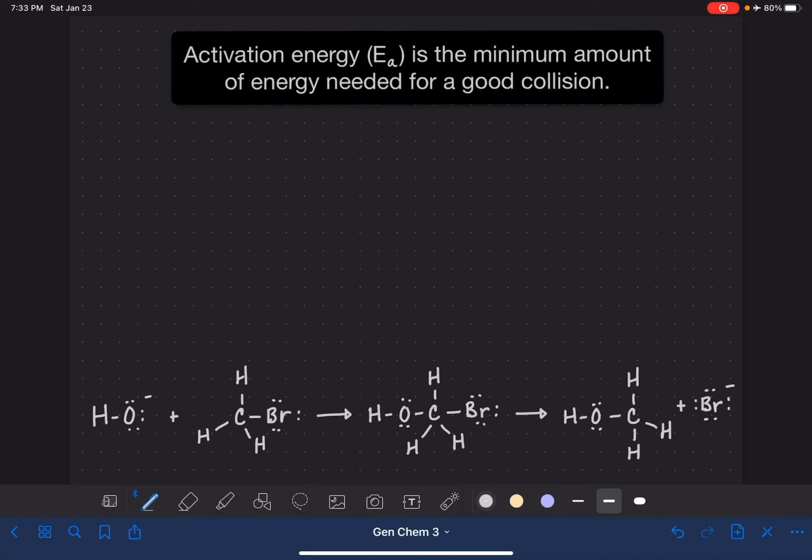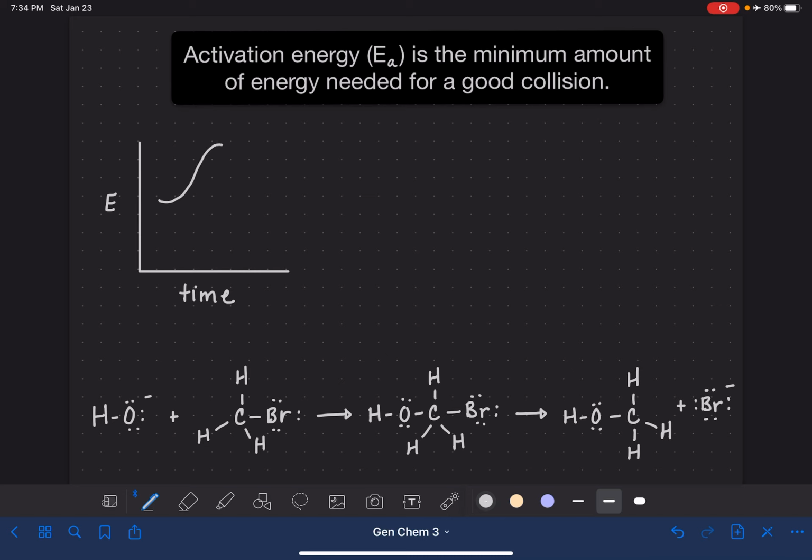The activation energy, abbreviated E with a subscript A, is the minimum amount of energy that is needed for a good collision to occur. The activation energy is represented on the energy diagrams for different chemical reactions. We haven't looked at energy diagrams in quite a while, but these are plots of the energy for a chemical reaction versus time. And we've looked at them in the past.